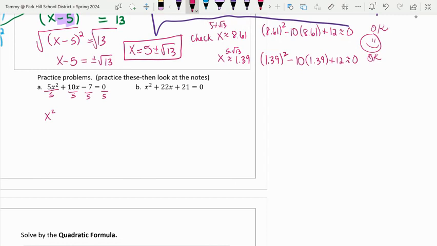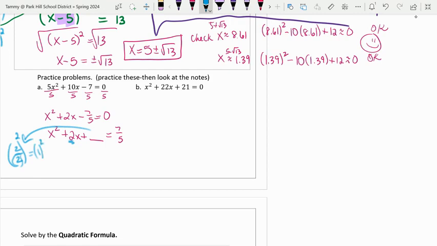So you get x squared plus 2x minus 7 over 5 equals 0. Move this 7 over 5 to the other side. So x squared plus 2x plus blank equals 7 over 5. What goes in the blank again? Take this 2, divide it by 2, quantity squared. Always divide it by 2. So that's going to be 1 squared or 1. So 1 goes in the blank and add 1 to the other side.